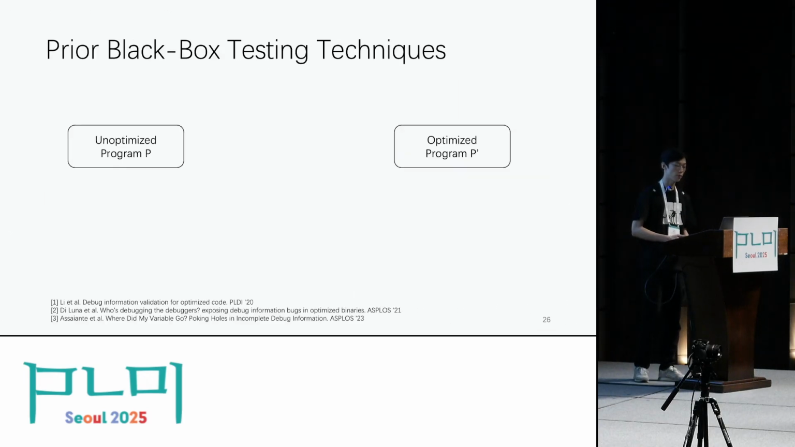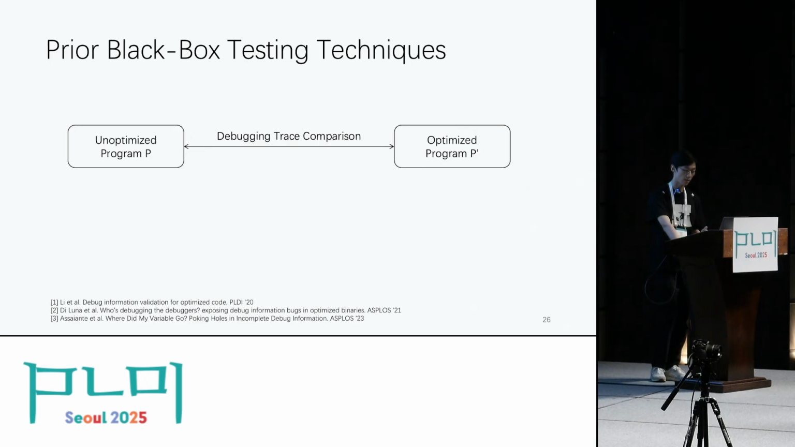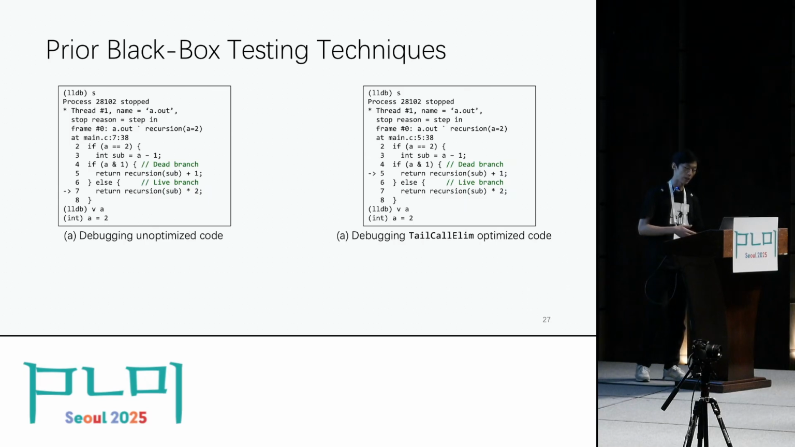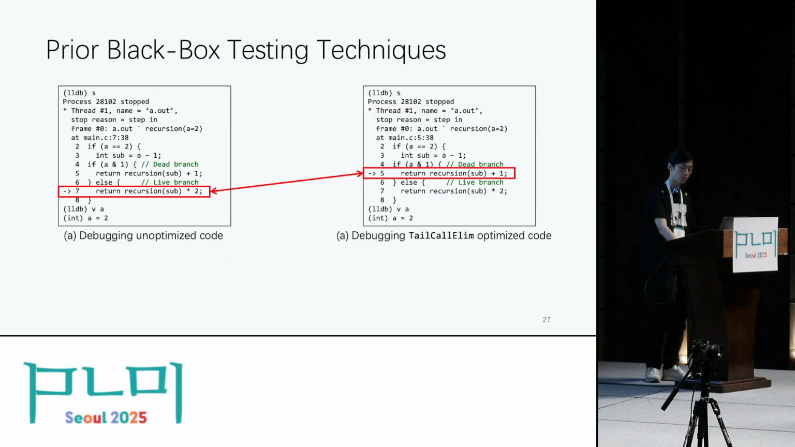Recently, several works leverage testing to find debug information bugs. They use debuggers to debug both the unoptimized program and the optimized program, comparing the debugging traces. Any inconsistency indicates a debug information bug. For example, when debugging the unoptimized code, the debugger never shows the dead line 5. However, when debugging the code optimized by tail call elimination, the debugger shows that the program execution reaches the dead line 5. Thus, this inconsistent debugging behavior indicates a debug information bug.